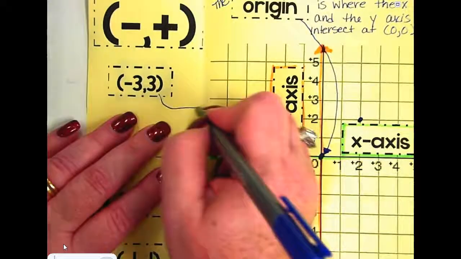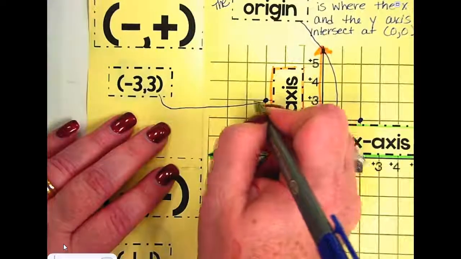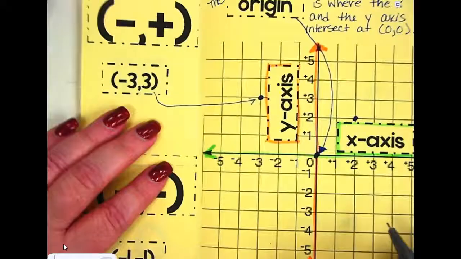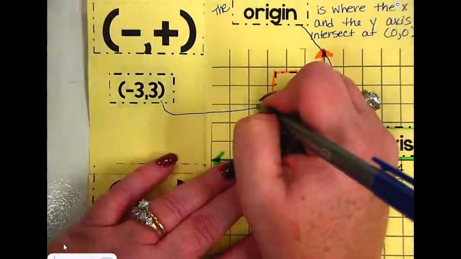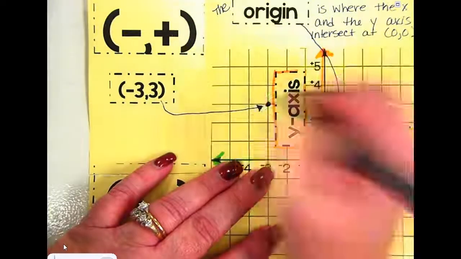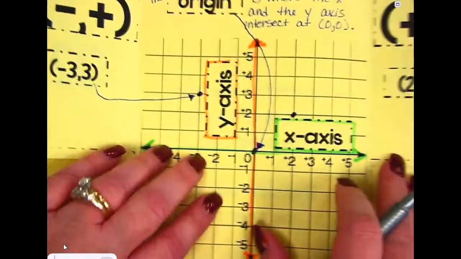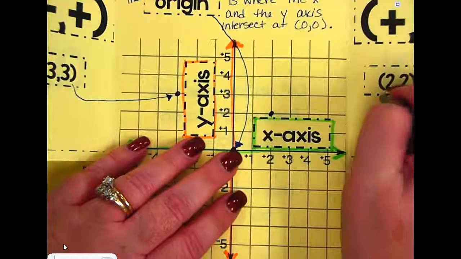I think I'm going to draw an arrow over to these so I see what I've been doing. Ordered pairs right there. I think I'll go back over here and draw an arrow to this one.